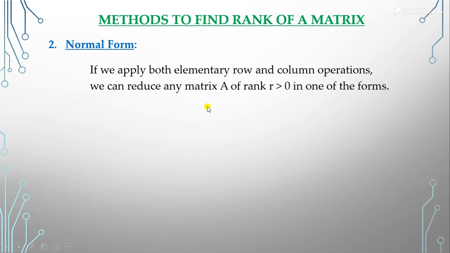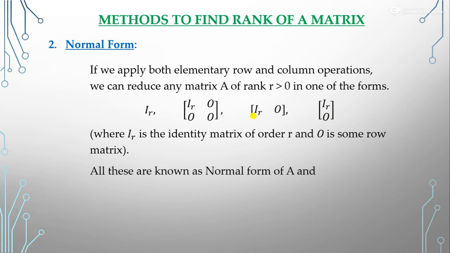And what are the normal forms? We have these types of normal forms. This is IR, meaning the identity matrix, right? Your matrix may completely convert into an identity matrix, or an identity matrix with other elements 0, or an identity matrix with 0 rows below it. Here IR is the identity matrix and 0 is the zero rows, and these are all the normal forms of matrices, right?